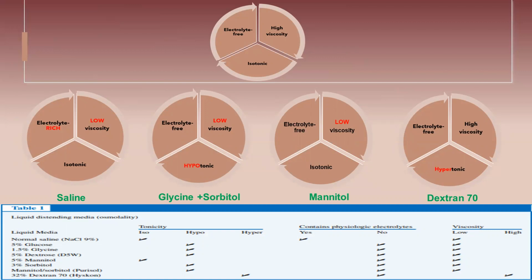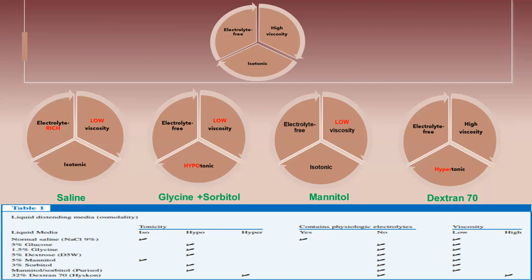As the saline is electrolyte rich of low viscosity, glycine, sorbitol, mannitol, low viscosity also. The only one of high viscosity is dextran. The only one with electrolyte rich is saline, others are electrolyte free. The isotonic solutions are saline and mannitol. The glycine and sorbitol hypotonic, and dextran is hypertonic solution. So these are the different available solutions used for hysteroscopy in a common way.